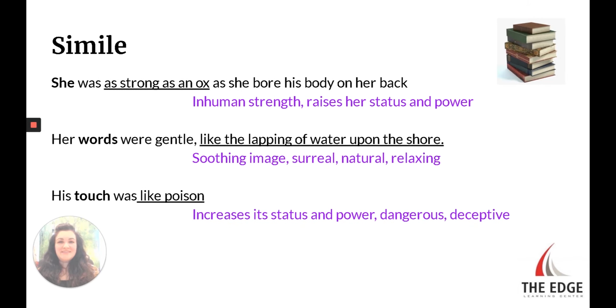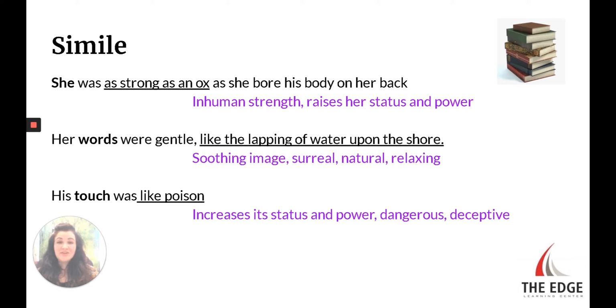Similes are devices which compare something to something else. You can usually spot them because they always include either as or like in order to create the comparison. For the first one, she was as strong as an ox as she bore his body on her back. Here, you should be able to identify that the subject is she. She is the person being changed by the device, as strong as an ox. In the comparison of the woman to the ox, she is depersonified, made to sound more like an animal.